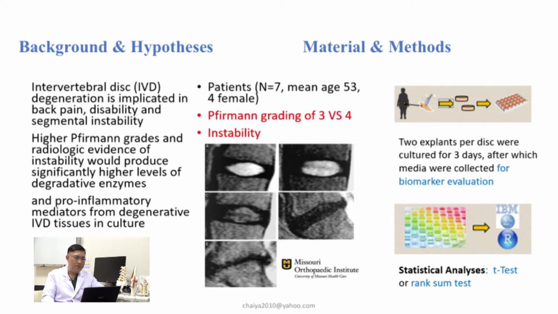Our hypothesis is higher Fuhrman grade and radiographic instability would produce higher levels of degenerative enzymes and inflammatory mediators. This is a pilot project experimental study. Fuhrman grading was determined. Instability was based on presence of spondylolisthesis. We took IVD from the human subject for biomarker evaluation. Medians were tested. T-tests were used in this study.